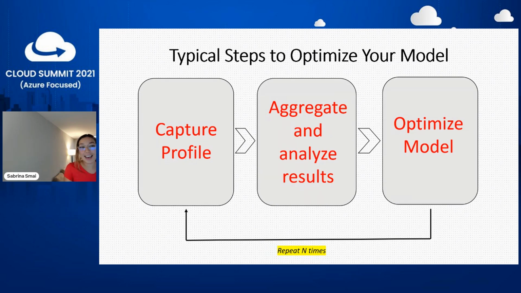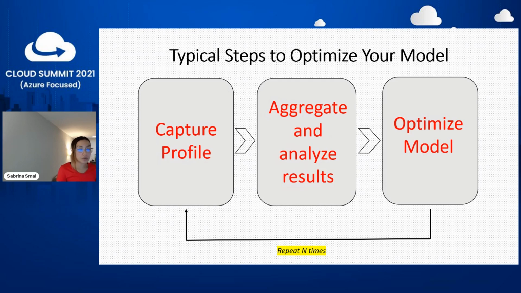But if that's not the case, then you'll have to go back to step one, recapture a profile, gather the results, find out the reason for the bottlenecks in your deep learning system, try to fix it, and then start the process over and over again. You'll have to repeat this pretty much N number of times until your performance is satisfactory. So this is a typical day as a performance engineer. And you can imagine how exhausting, tiring, and frustrating it can be.